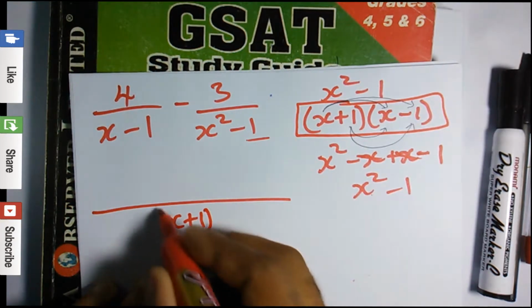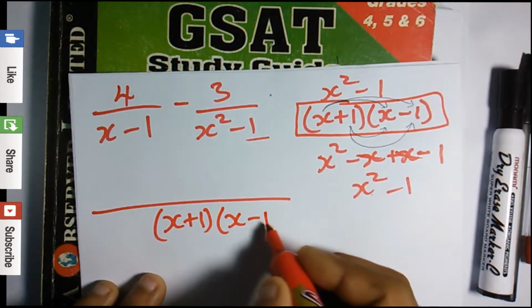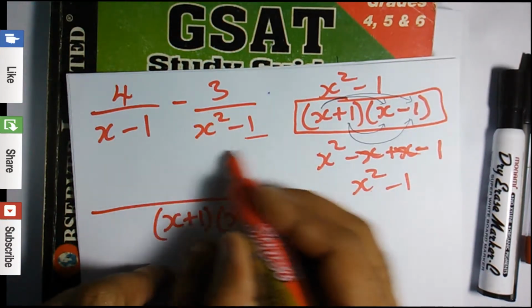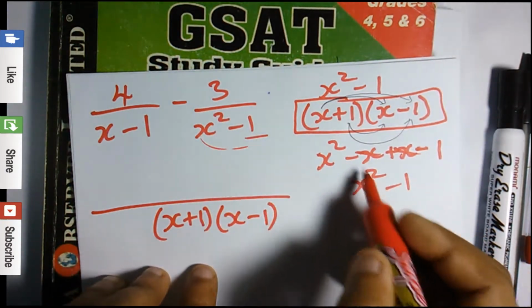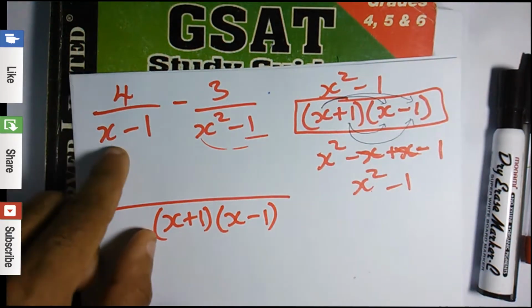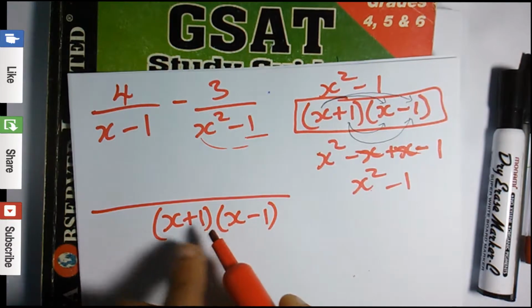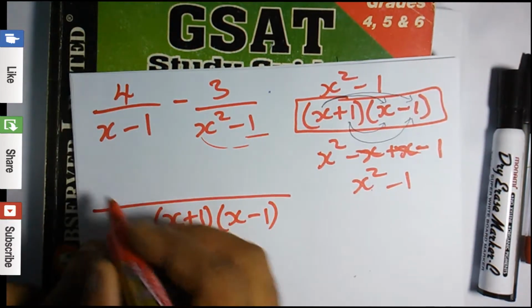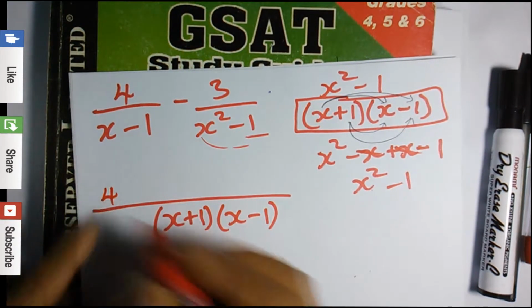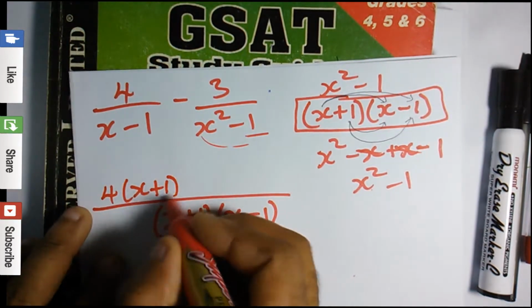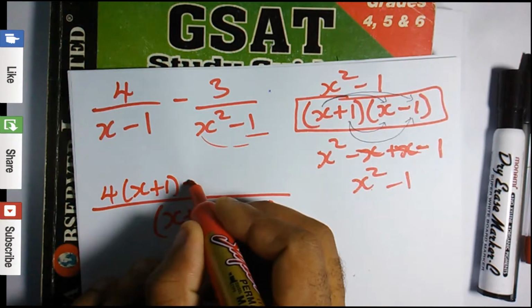So remember, this x plus 1, x minus 1 is actually x squared minus 1. And I did prove it on this side. So x minus 1 into the LCM: x minus 1 is going to cancel x minus 1, left x plus 1. So it's 4 times what is left, x plus 1. Bring back the minus sign.